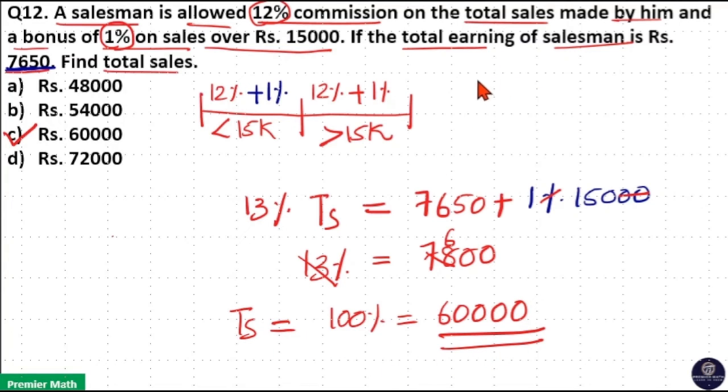If you want to verify it, 7,650 is equal to 12% of total sale, which is 60,000, plus bonus is 1%, that is for sales over 15,000. So 1% of 60,000 minus 15,000 is 45,000. Now 12% of 60k plus 1% of 45k is equal to this 7,650 here.